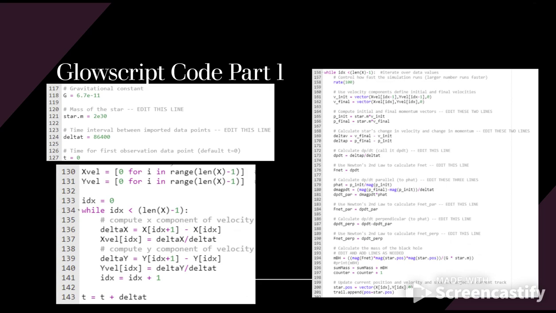This is the code I use for part 1. The first set is the constants, the gravitational constant, the mass of the star, and this is the rest of my code.